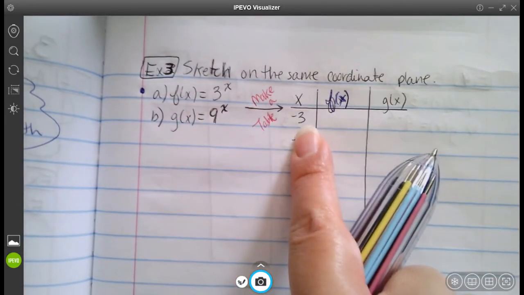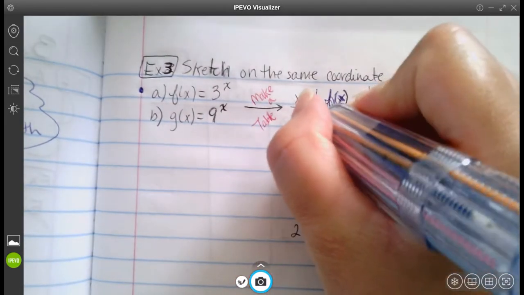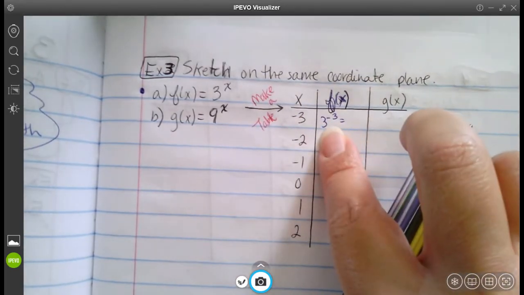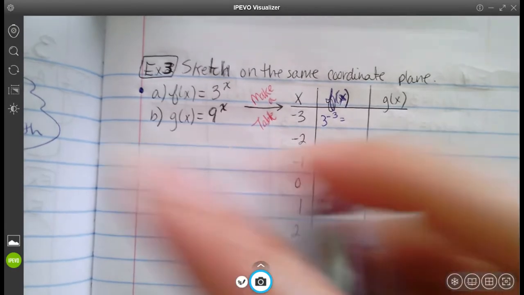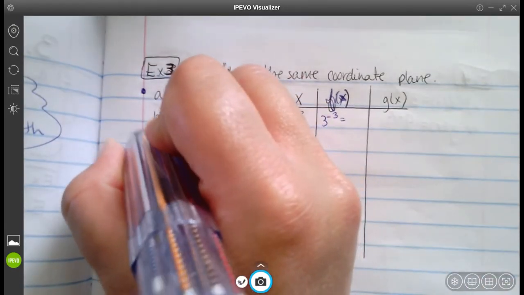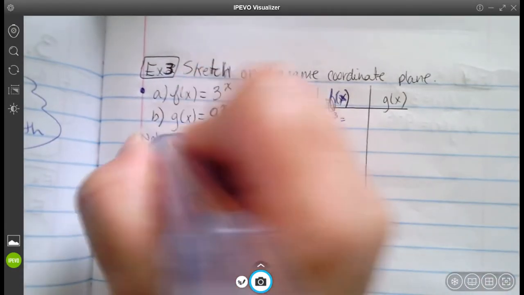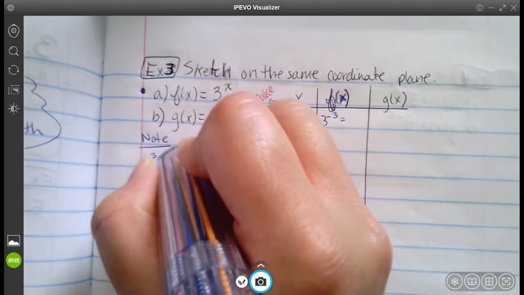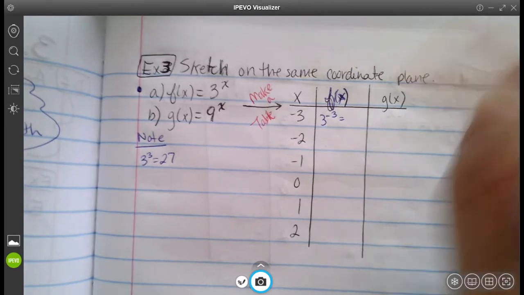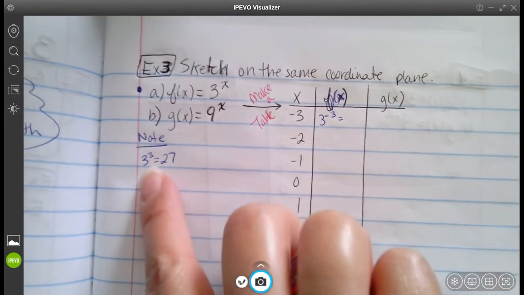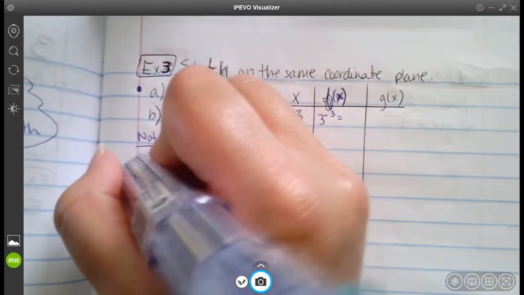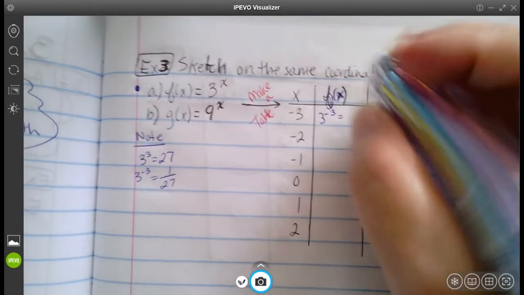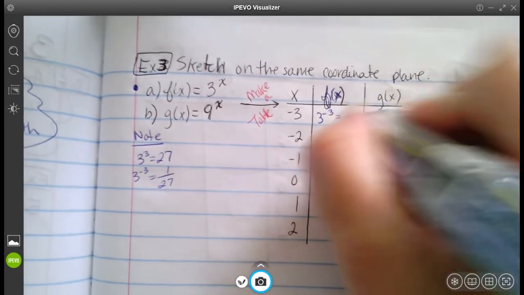Well, 3 to the negative third power, that's what I have to plug in here, right? 3 to the negative third. Think of it like what I showed you on the other side. Here's a side note: I'm not going to do this for all of them, just for a few. I know that 3 to the third is 27, right? But this is negative. So if it's negative, all I've got to do is flip it. So 3 to the negative third is going to be 1/27. So that's my first value here, 1/27.